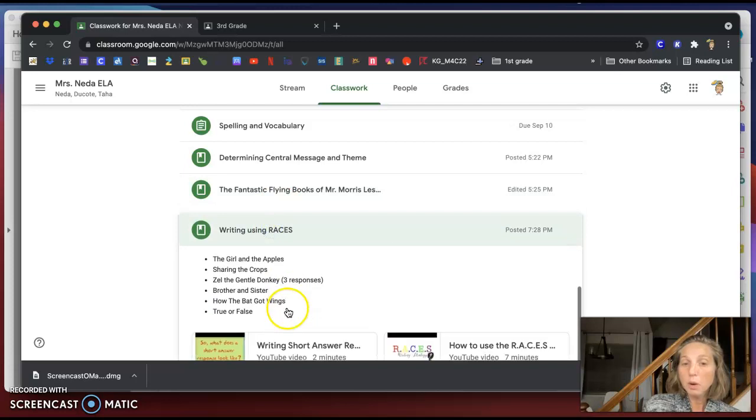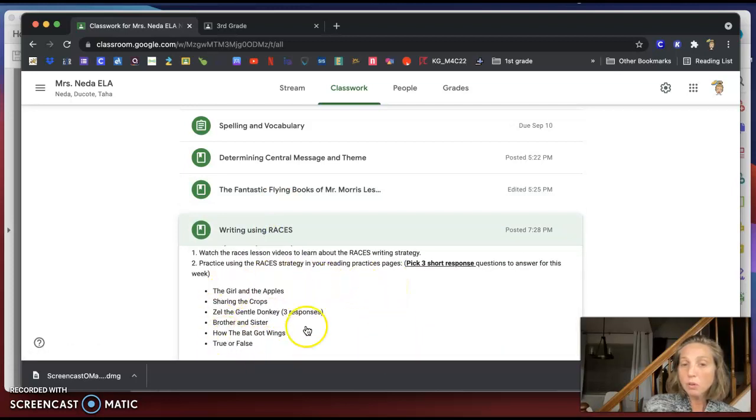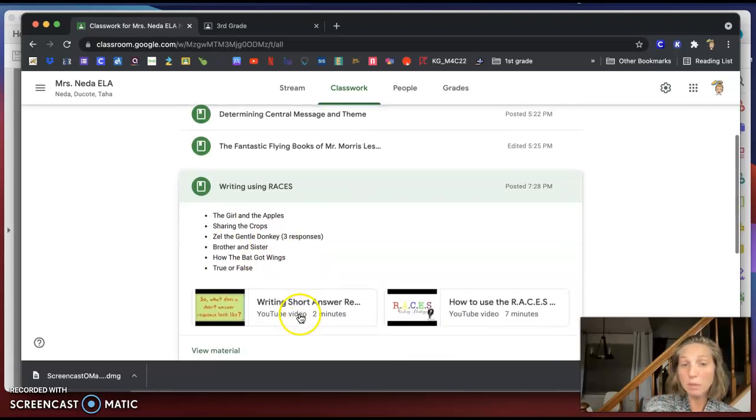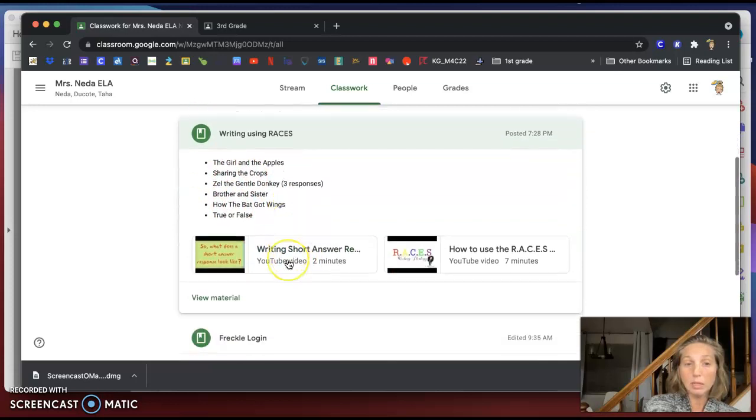Your writing, you're going to watch the 2 videos on races, and I want you to understand these are all the stories that are in your packet. Zell and the Gentle Donkey has 3 short response choices. You only have to pick 3 responses. You don't have to answer all those short responses. So you could answer a short response for The Girl and the Apples, true or false, and Brother and Sister. You only have to pick 3 short responses and practice races. Only 3 for this week, but there are a bunch of them in your packet in all of these stories.